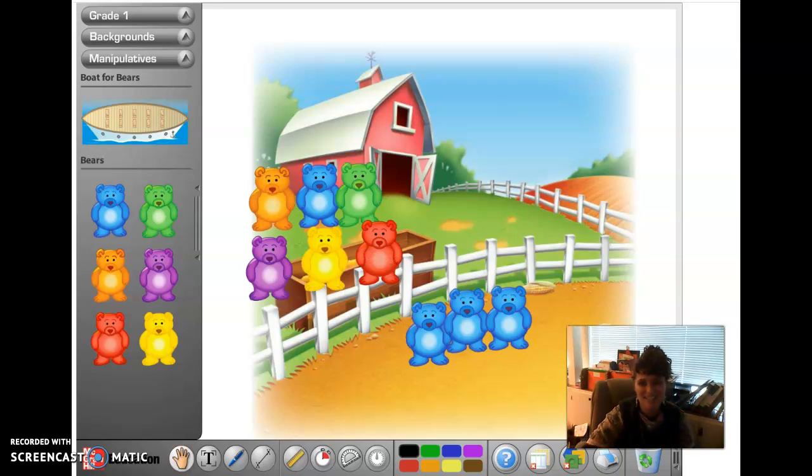Okay, this one I decided to use the fun colored bears. So I have 6 bears living on a farm, and 3 bears are joining the farm. How many bears are in all? So count all of the bears, please. Okay, so that's 1, 2, 3, 4, 5, 6, 7, 8, 9 bears are in all.